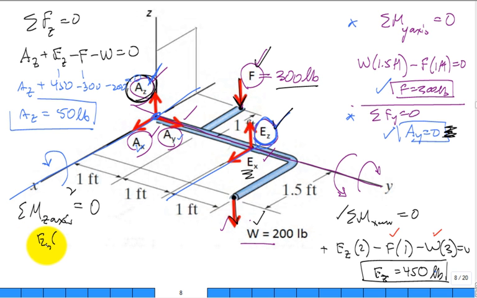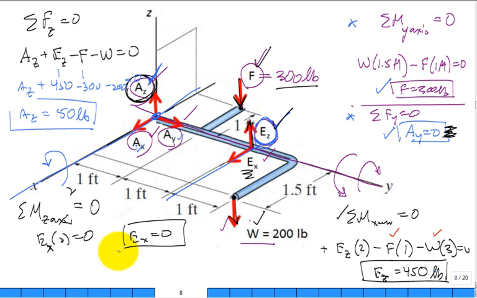E of x times 2 is equal to 0. Sometimes our equations are that simple, aren't they? E Z contributes no moment, W no moment around the Z-axis, etc. So E of x is equal to 0. All right. Last one, right?